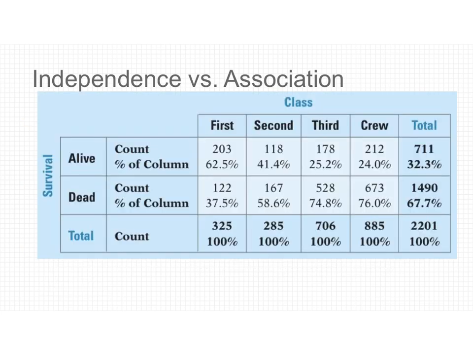All right, independence versus association. So we've spent a lot of time talking about the Titanic and alive or dead. And so now what we've done is this is the count per column, which means that we are going down. And so based on this, these percentages all are based on that total as we go down.